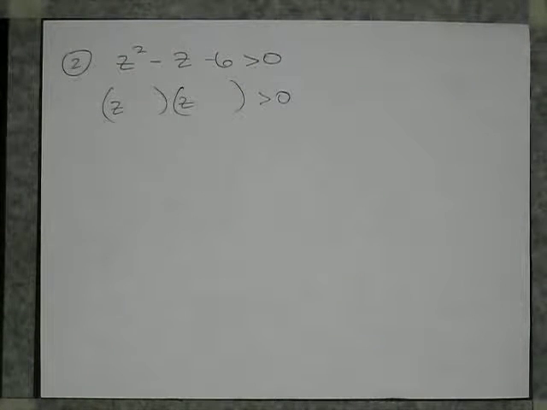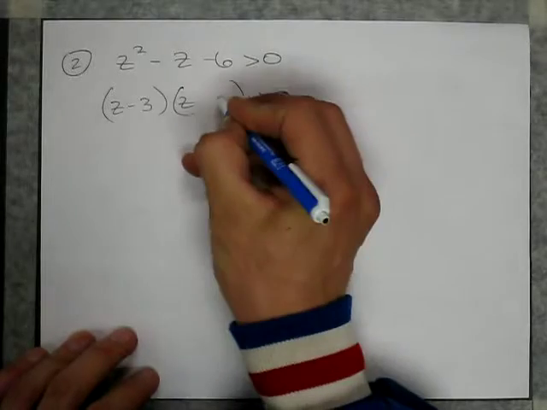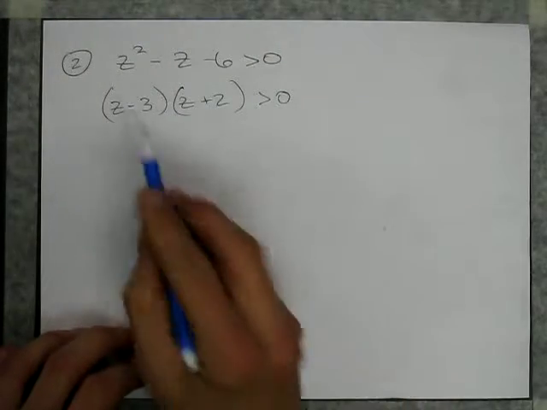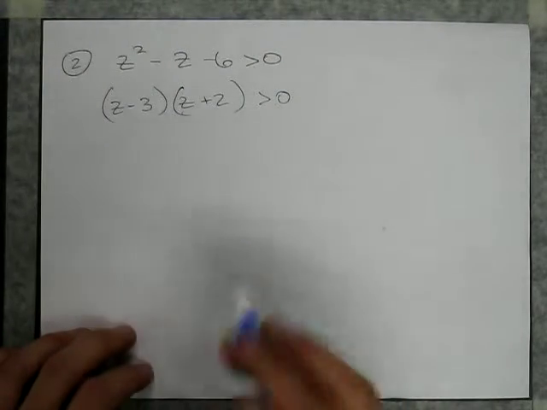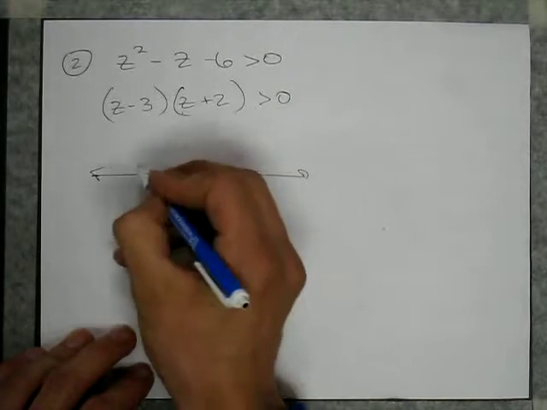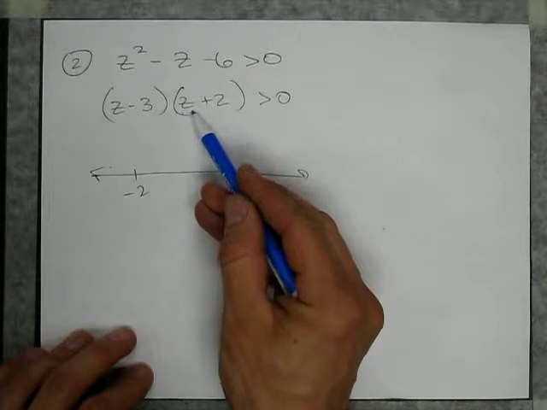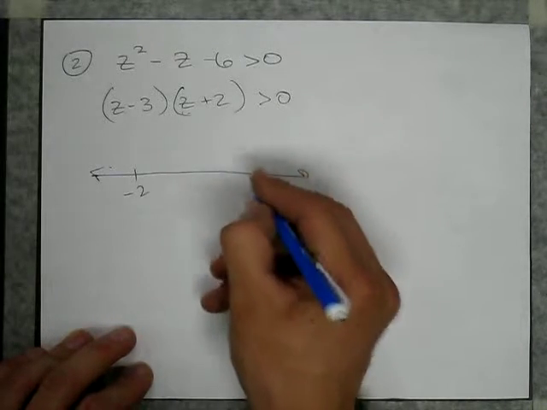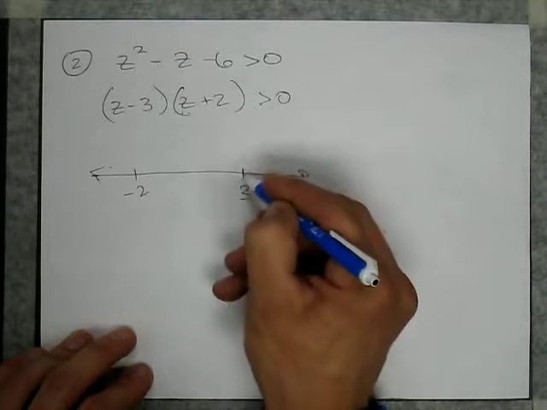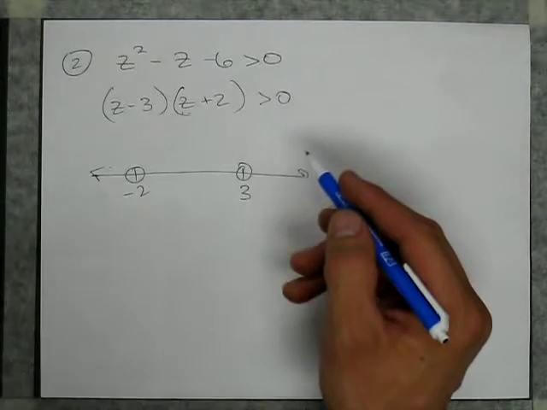Hopefully we're getting comfortable with factoring. And we have a negative 3 and a positive 2. So now it's in factored form. And so we're going to make a sign graph with our zeros. So negative 2, right? Negative 2 plus 2 is 0. And then 3. Now again, we want open circles because we don't want it to equal 0, we just want it to be greater than 0.